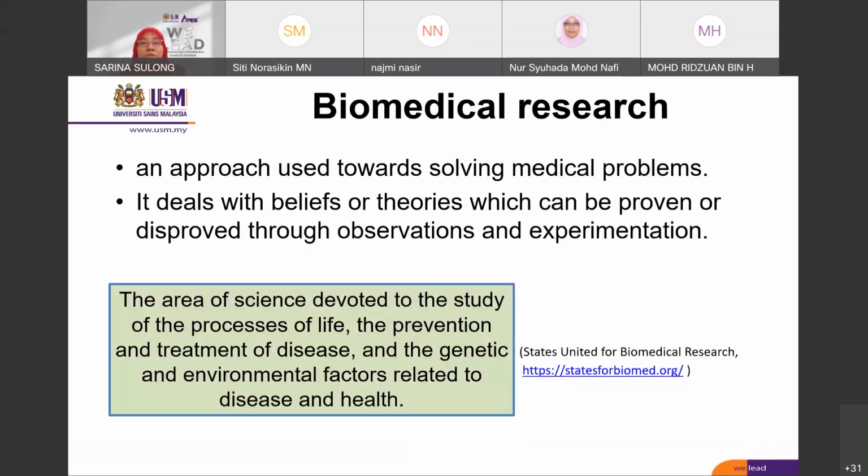First of all, let me introduce a little bit about biomedical research, as my undergraduate first degree was in biomedical sciences from UKM. Biomedical research is an approach used towards solving medical problems, so it is related with medical and also health. It deals with beliefs or theories which can be proven or disproved through observations and experimentations. Based on United States for Biomedical Research in the USA, biomedical research is the area of science devoted to the study of the processes of life, the prevention and treatment of disease, and also the genetic and environmental factors related to disease and health.